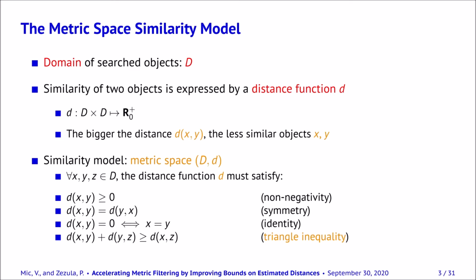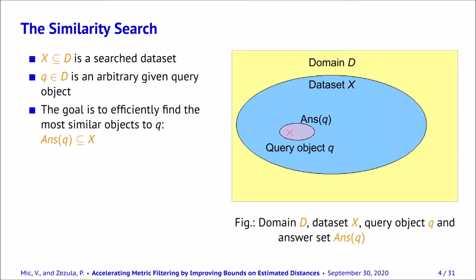This article addresses the similarity search in metric space, and this is the only restriction on the search data. We denote capital D the domain of the searched objects, and d is a distance function that expresses the dissimilarity of objects. The distance function must meet four properties including the triangle inequality. We denote by X the searched dataset and q is the query object. The goal is to efficiently find the set A of the most similar objects to q in X.